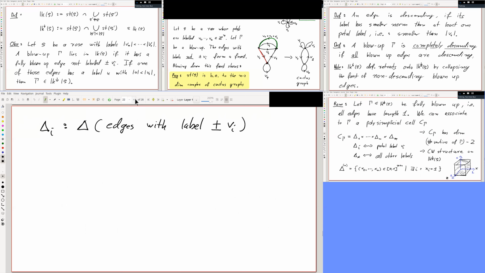So delta I has... so what that means is I blow up my edges. One of these edges with label plus or minus vi will be the original petal, but there might be other parallel edges that carry the same label, and of course, in blowing down, I can just choose any of them.